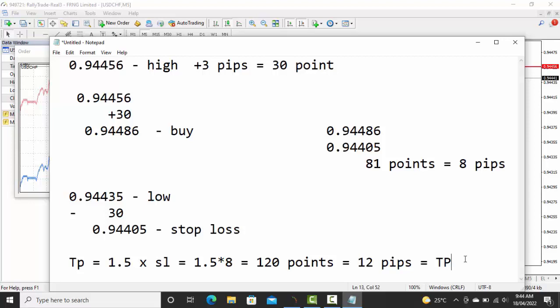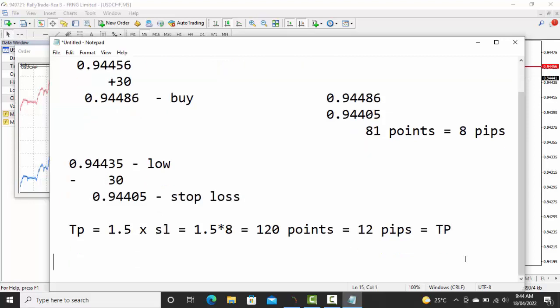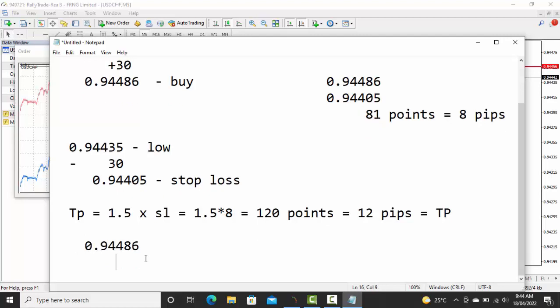And my TP is here. Okay, I've not calculated my TP yet. Let me quickly calculate my TP. So my TP is from this price plus 120. So this plus 120.